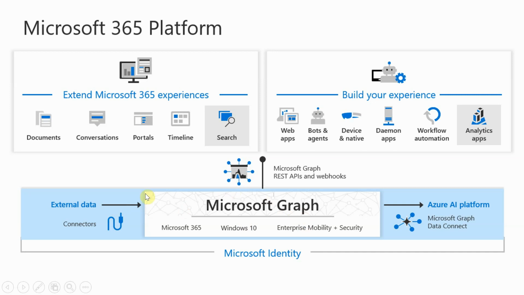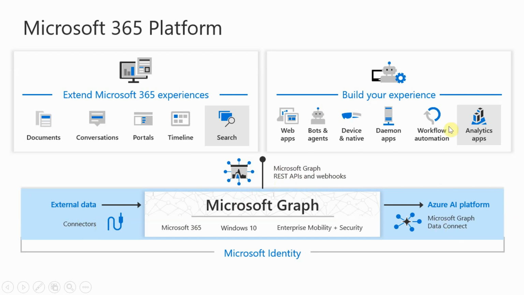This is not only the external input data to the Microsoft Graph, but Microsoft Graph also provides the data to the Azure platform with the help of Microsoft Graph Data Connect. So Microsoft Graph Data Connect, we use it to have the data available to the Azure services like cognitive services, Azure AI services, to implement AI kind of applications. So Microsoft Graph is not only the REST APIs and webhooks or client libraries, but also we have Microsoft Graph connectors and Microsoft Graph Data Connect.